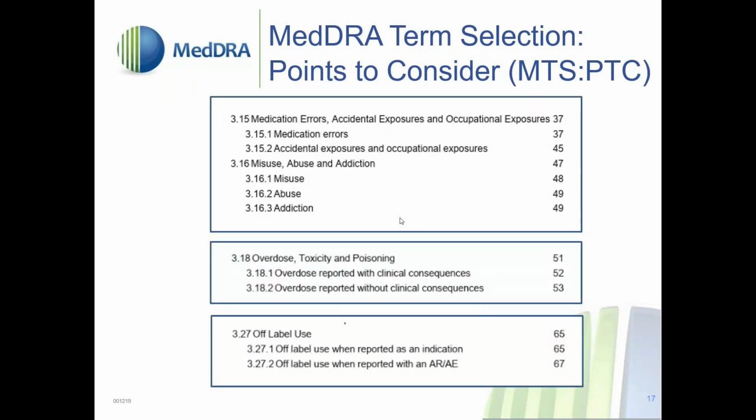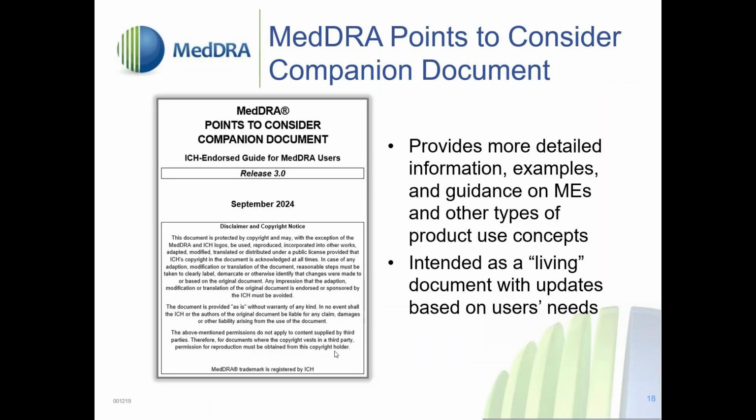And if you look into the table of contents, you will see that the guidance for medication errors and other product use issues like misuse, abuse, addiction, plus off-label use, overdose and off-label use is quite short. This is different with the MedDRA points to consider companion document that provides more detailed information, more examples, and guidance on medication errors and the other types of product use concepts.